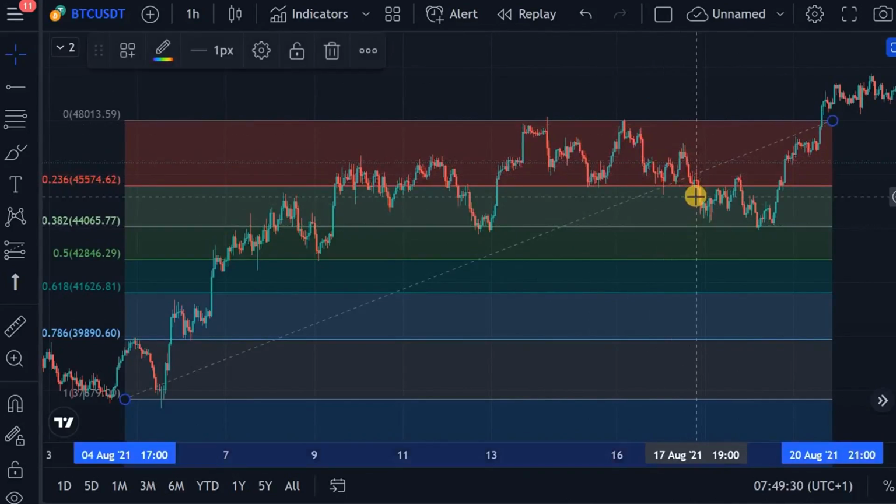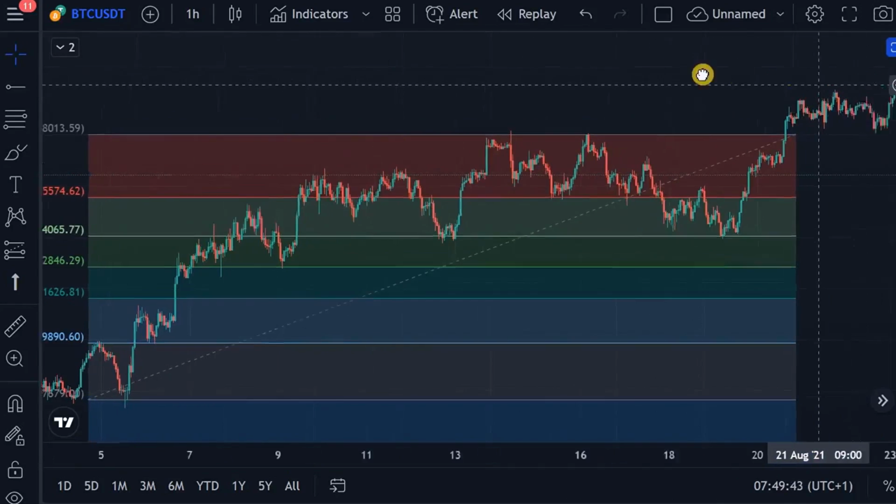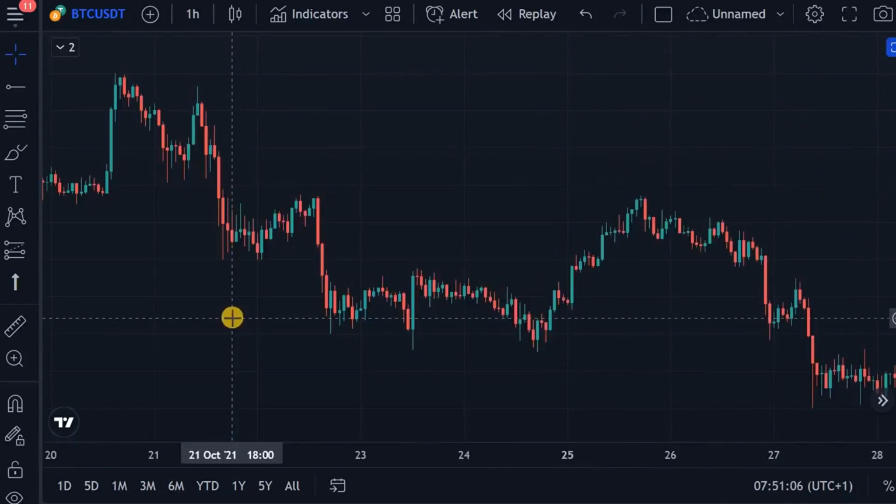Now let me show you another example of how to identify resistance in the price chart. Let's go forward in price. This right here is an example of a downtrend in the price chart.